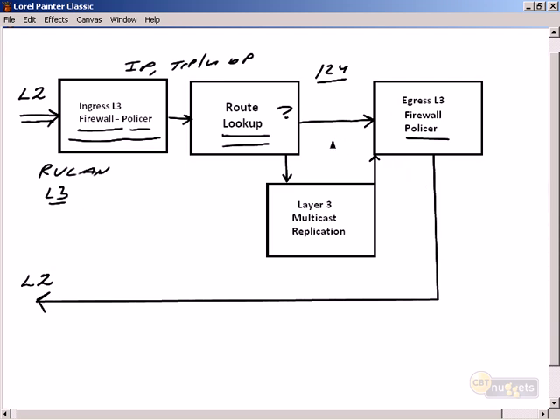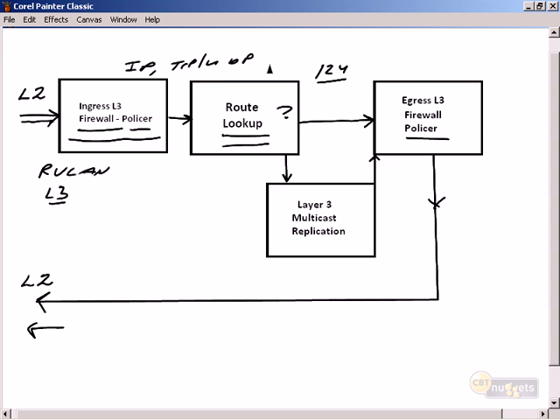But once we pass the route lookup process and go through the egress layer 3 firewall policer, we're going to go back down to layer 2 because we have to obviously go through the egress processes at layer 2 so that ultimately we can get another frame, header, and trailer around that data and then send it on to its destination.